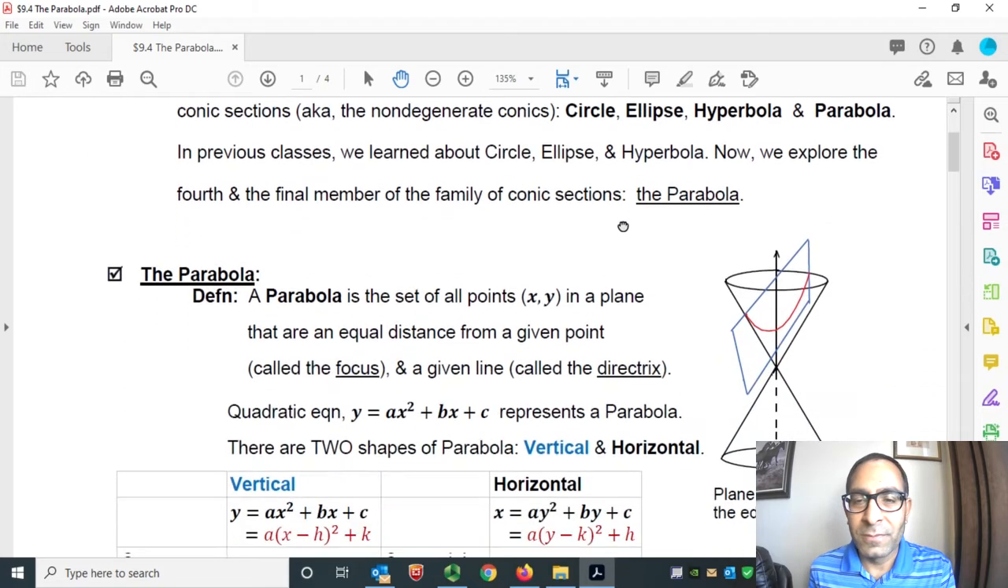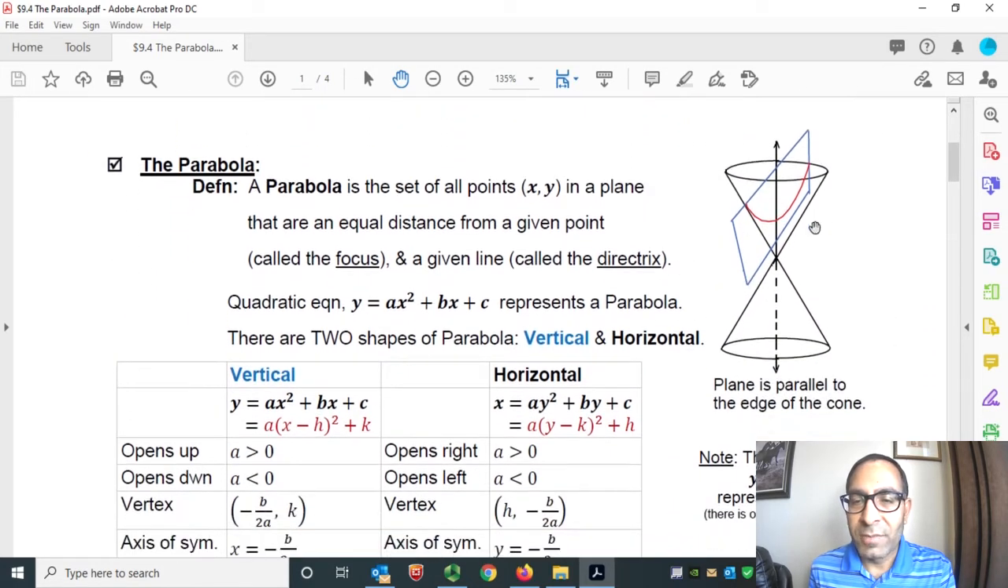Let me scroll down. In this diagram, this is the cone, and the plane which is parallel to the edge of the cone intersects one nappe of the cone. Then this cross section is a parabola. A parabola either opens up, opens down, opens to the right, or opens to the left. So next, the definition of a parabola and the equation of a parabola.